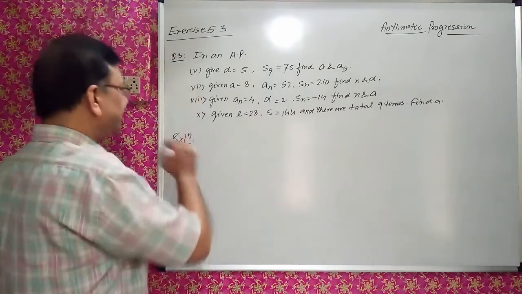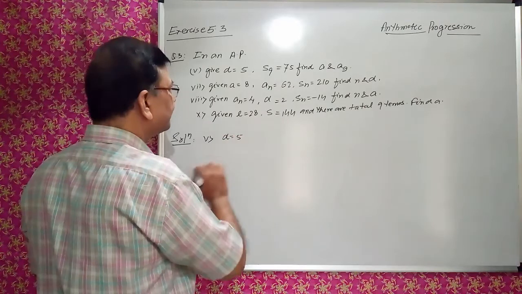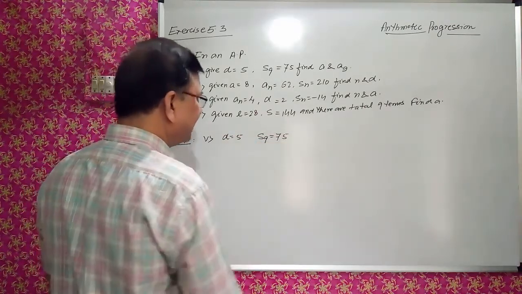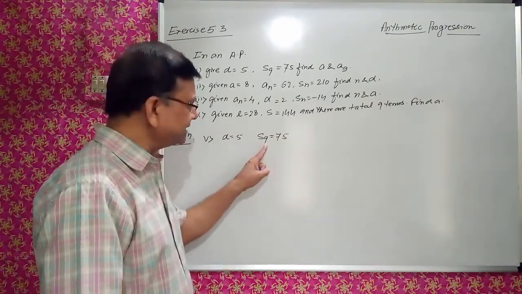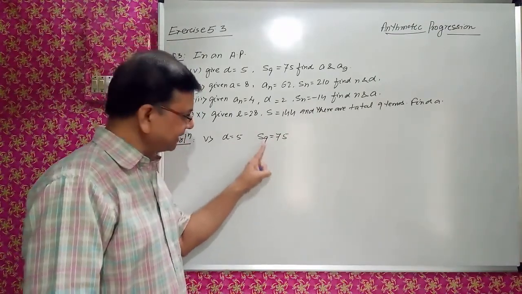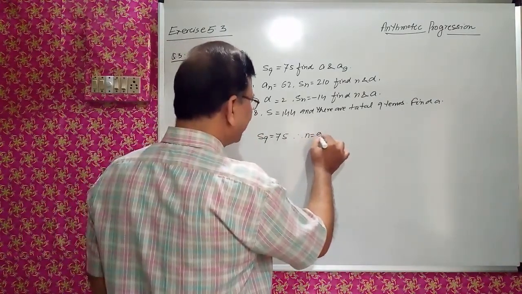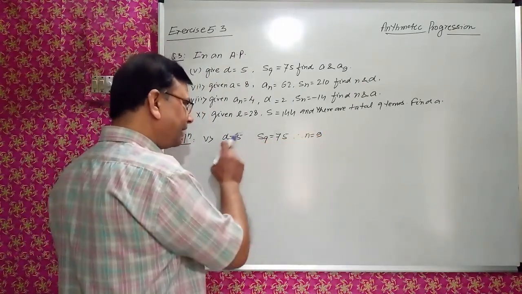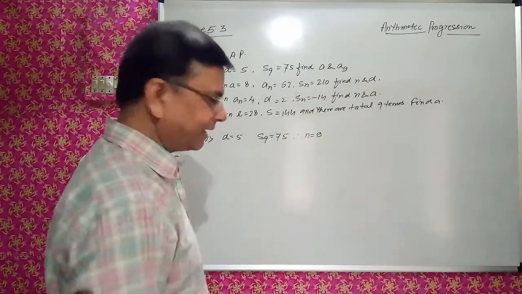So what is given in the fifth problem, that is d is equal to 5, S9 is equal to 75. S9 is 75 means the value of n is 9. Clear? Suffix 9 means therefore n is equal to 9. 3 things are given. S9 is given, n is 9, d is 5, then find a and a9.